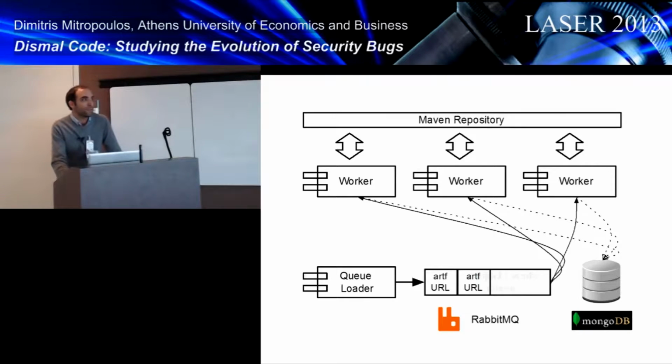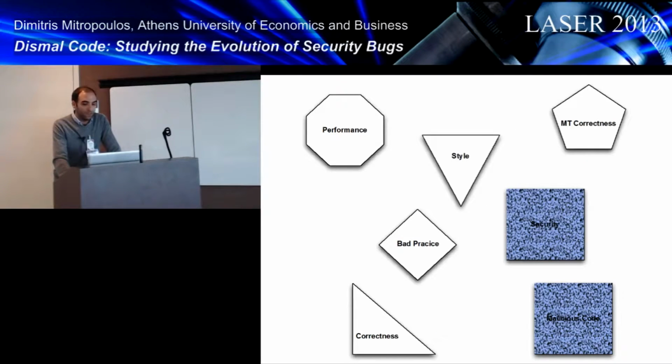Before presenting our analysis and results, let's talk a little bit about the bug categories that Findbugs reports. Here you can see some of the basic bug categories. Two of them, namely security and malicious code, involve security-related bugs.